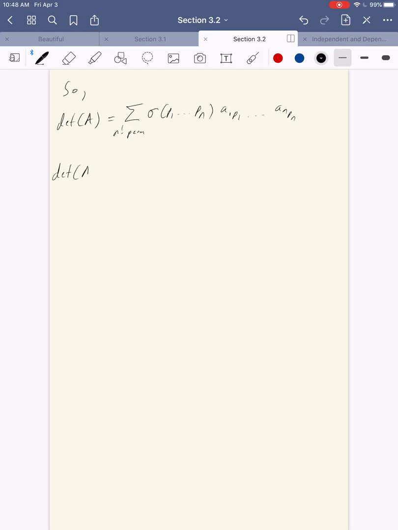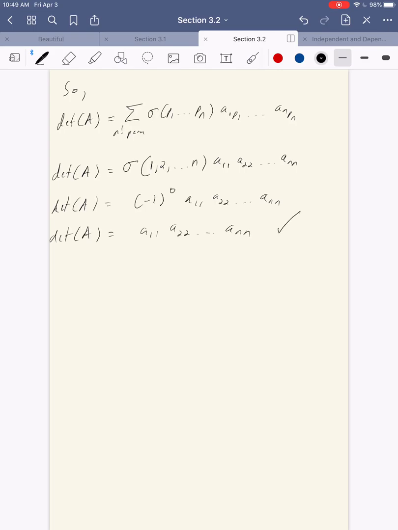So we can actually simplify this to the determinant of A is the sign. Remember, the only permutation we care about is where P1 is 1, P2 is 2, etc. So 1, 2, n, and then A11, A22, Ann, because the only one we were interested in is where P1 through Pn equals 1 through n. Well, what's the sign of that permutation? This is the natural permutation, no inversions. So this would be (-1) to the 0. So the determinant of A is (-1) to the 0 times A11, A22, Ann. And the determinant of A would then be A11, A22, Ann. And that's exactly what we wanted to show.